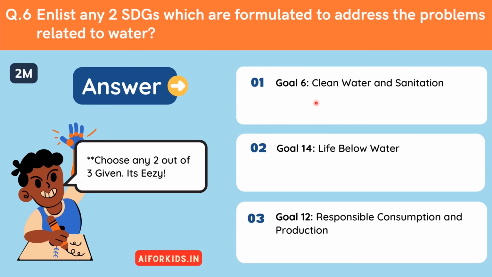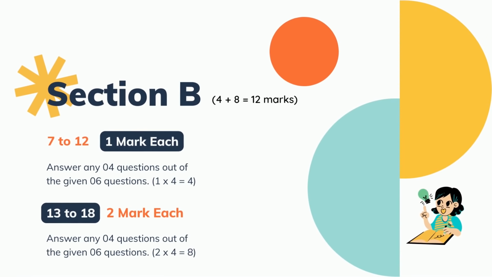Goal number 6 mentions clean water and sanitation. This goal deals with addressing problems related to water. Then the second one is goal number 14, which deals with life below water. Then goal number 12, that is responsible consumption and production. The first two directly deal with water, and the third one indirectly indicates that we should be responsible for the consumption of resources such as water. Let's move on to the 7th one.